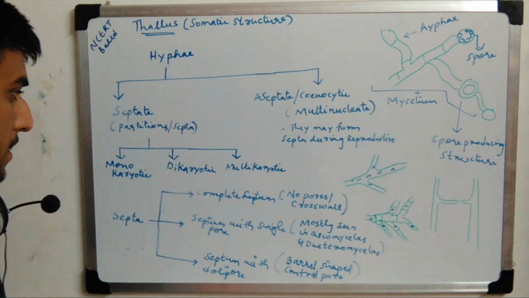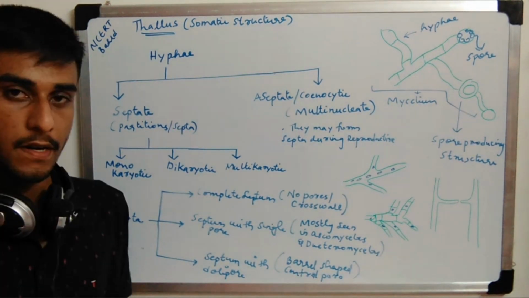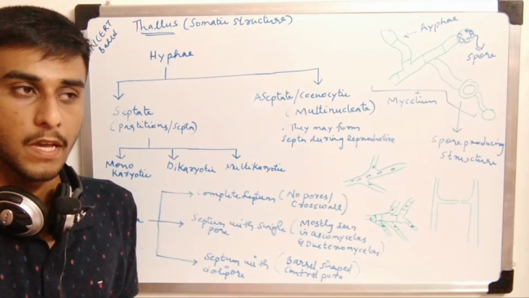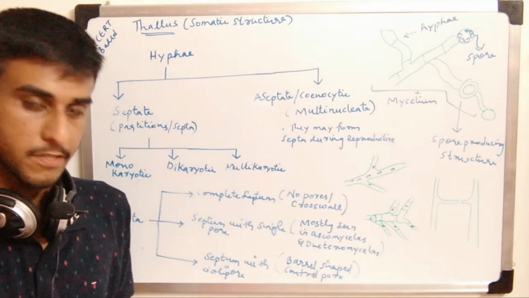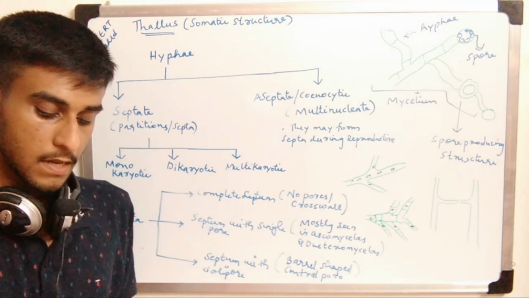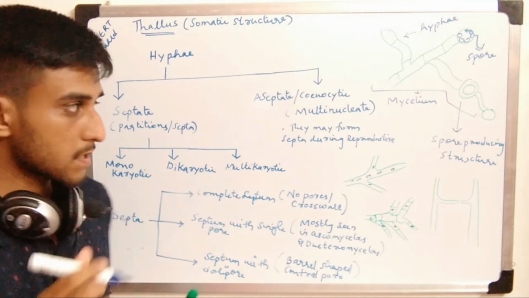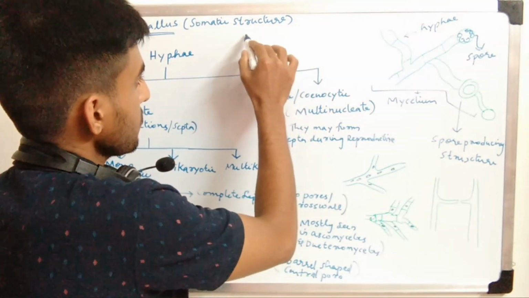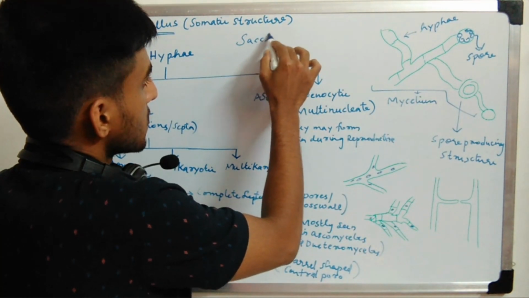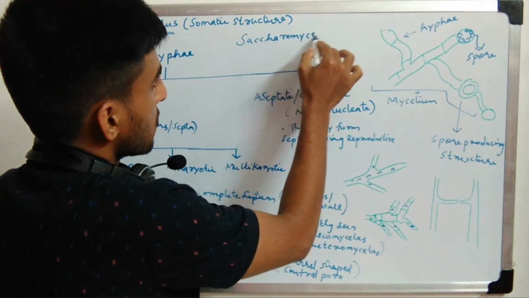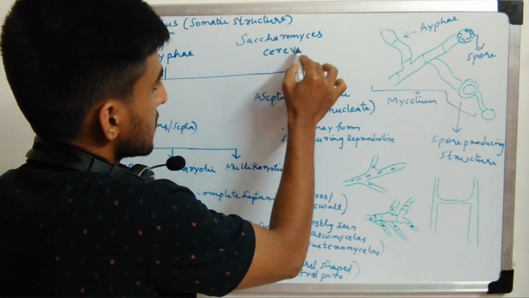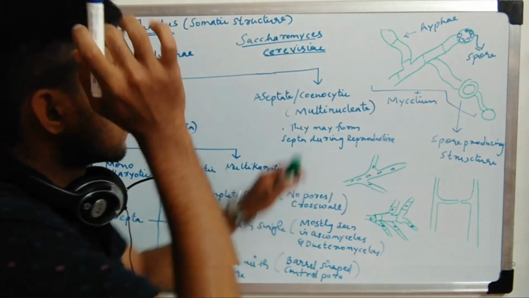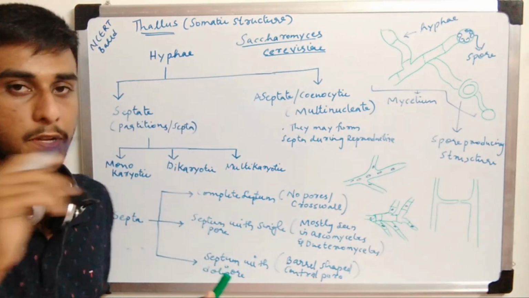So hyphae can be classified on the basis of their cellular level into unicellular hyphae and also multicellular hyphae. Unicellular hyphae example is yeast, the common baker's yeast which we use, and there was a small mistake when I wrote the scientific name. I didn't write an I in the cerevisiae. I will write it once more. Saccharomyces cerevisiae. This was the spelling. I forgot to mention an I here, the alphabet I.